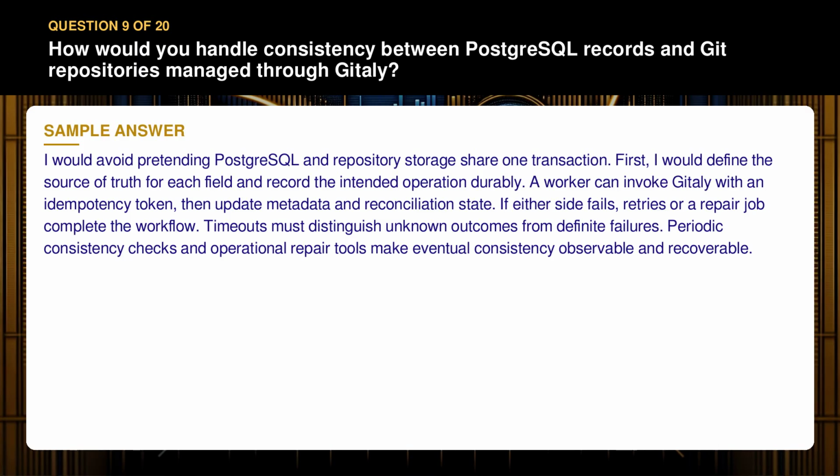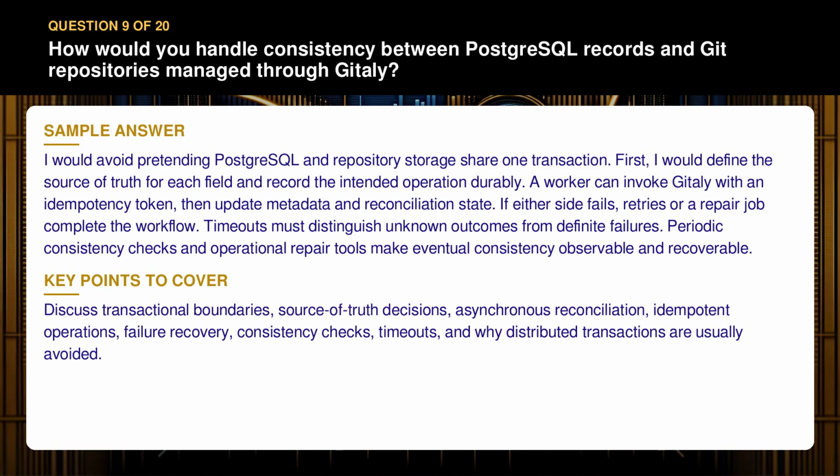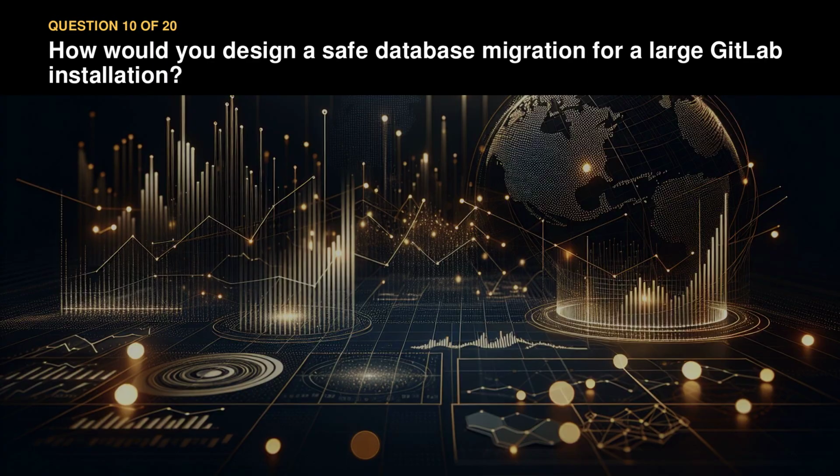Timeouts must distinguish unknown outcomes from definite failures. Periodic consistency checks and operational repair tools make eventual consistency observable and recoverable. Discuss transactional boundaries, source of truth decisions, asynchronous reconciliation, idempotent operations, failure recovery, consistency checks, timeouts, and why distributed transactions are usually avoided.